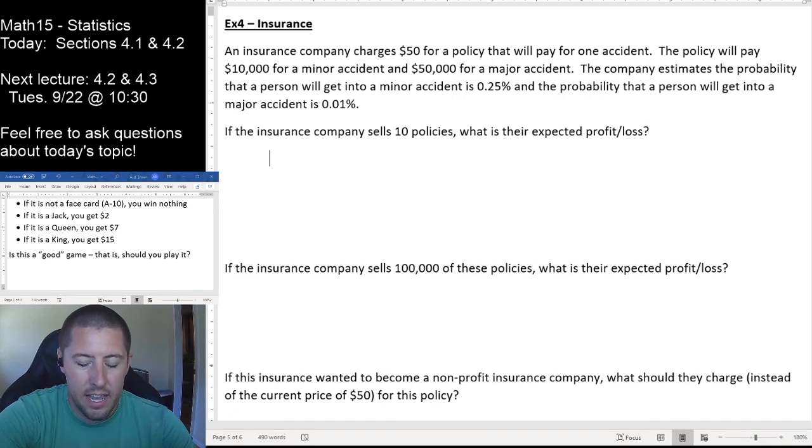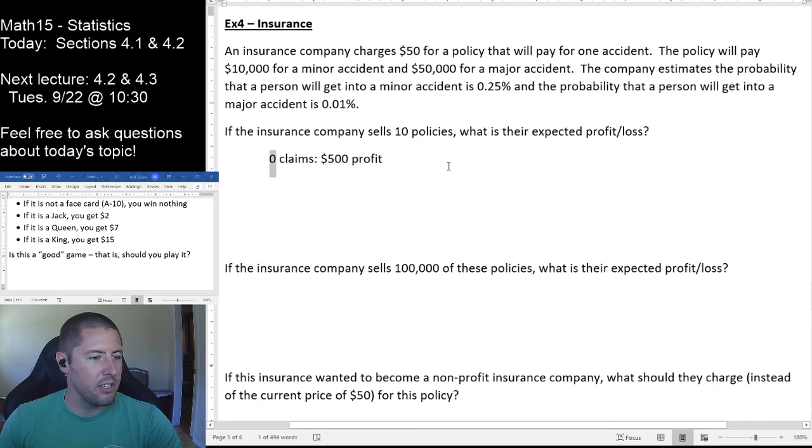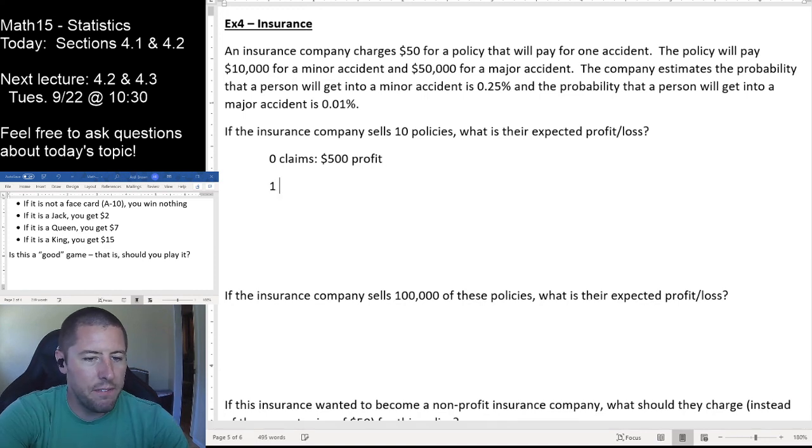So I would say here, if there are 0 claims, then they have a $500 profit, right? Because they sold 10 policies for $50 each. So they just made 500 bucks. Nobody made any claims. Nobody had any accidents or injuries. And so they just pocketed that $500 and everybody's happy, right? But notice that if there's even one claim, then they brought in $500 in revenue, but they lost either $10,000 or $50,000 for an accident.